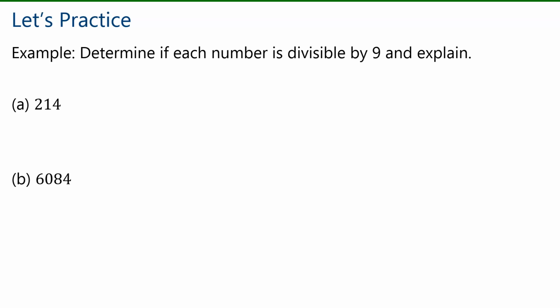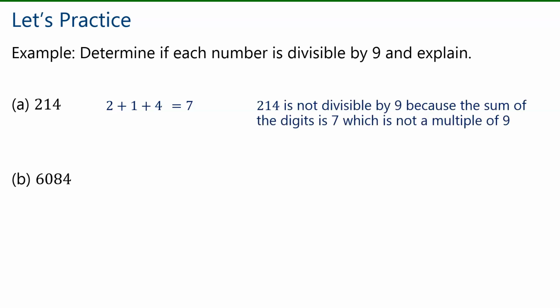Now in this last example, we have to determine if each number is divisible by 9. So we'll start by adding the digits together. 2 plus 1 plus 4 is 7, which is not a multiple of 9. So we can make a statement something like this and say that it's not divisible by 9 because the sum of the digits is 7, which is not a multiple of 9.